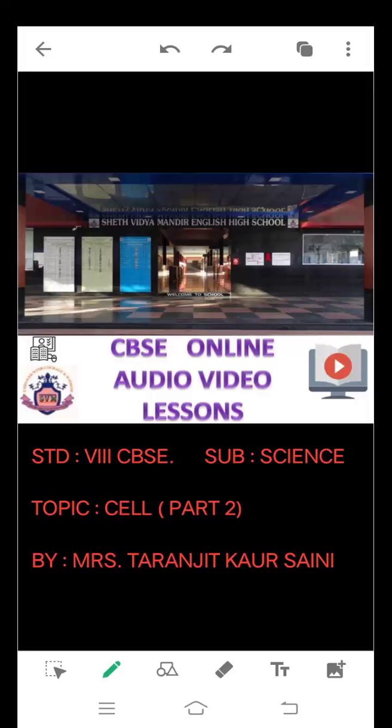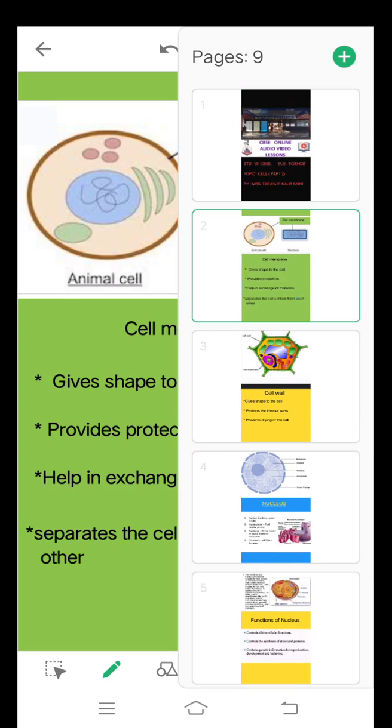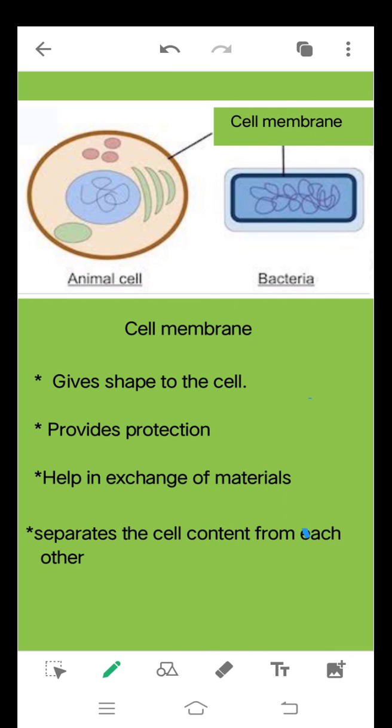Welcome everyone to the second part of the chapter Cell. In the last video, we discussed the different sizes and shapes of cells. Then we also discussed that there are three important components of the cell, which are the cell membrane, nucleus and cytoplasm. Today we are going to continue with the same topics, but we'll study in detail about these three components of a cell. The first component is the cell membrane.